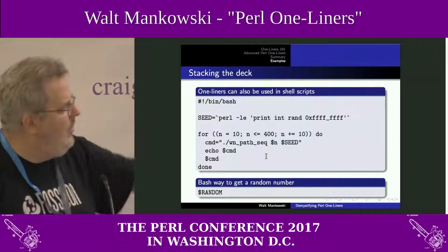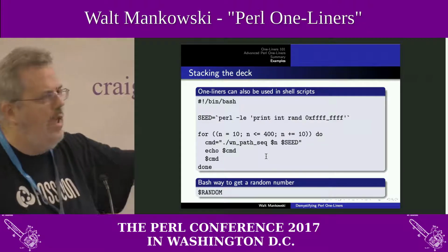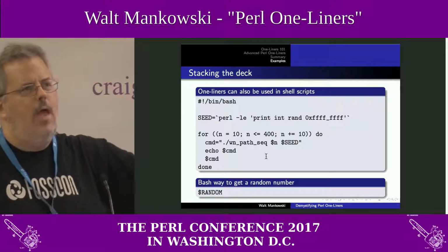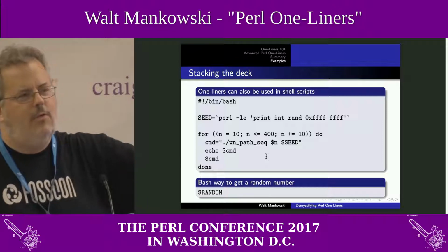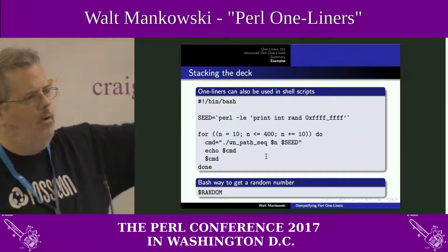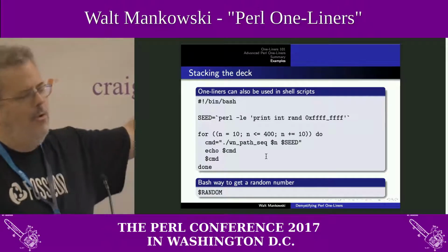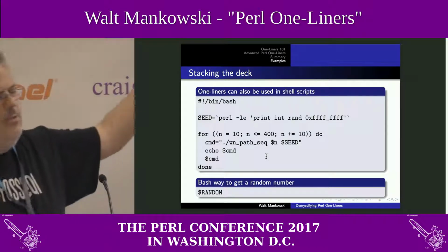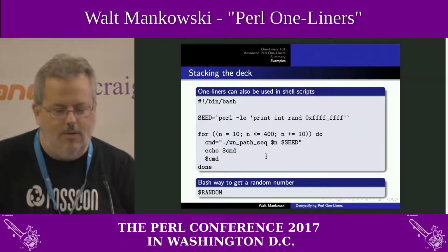I would still argue that Perl is a little better, because $RANDOM only gives you a number between 0 and 32767, so it's only a short, where Perl can give you a long. So I still think Perl is better in this case. But for what I was doing, it probably would have been fine, but I didn't know it existed.